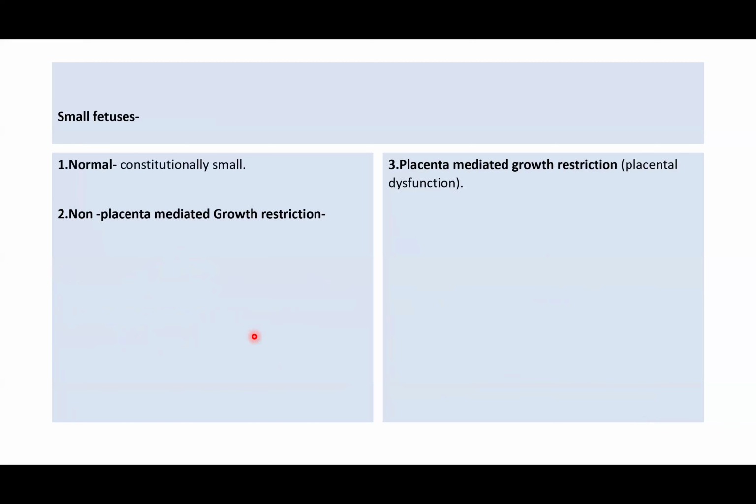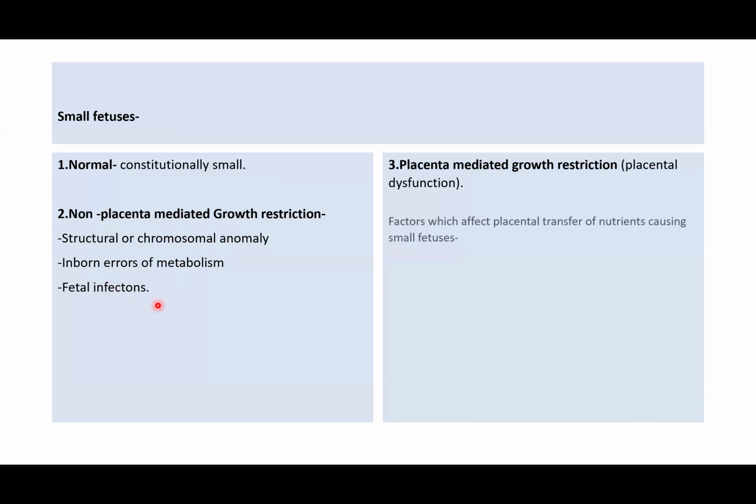Now, coming to small fetuses, they can be normal, that is constitutionally small without any underlying pathology, or they can be non-placenta mediated growth restriction. So this can be because of structural or chromosomal anomaly, inborn errors of metabolism, or fetal infections. And another one can be because of placenta mediated growth restriction, that is, there can be placental dysfunction.